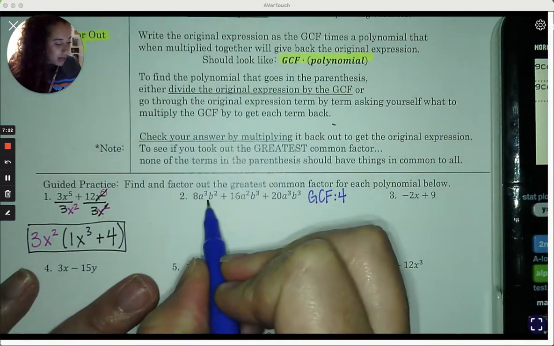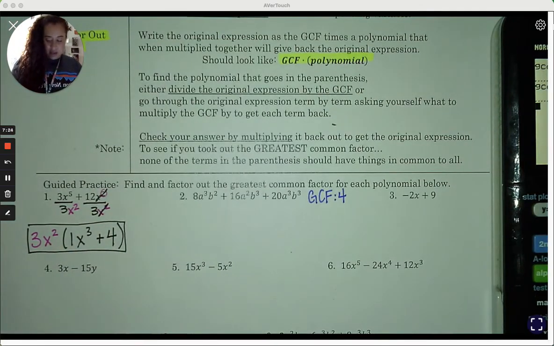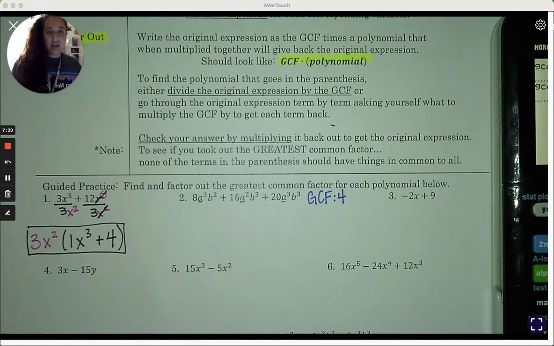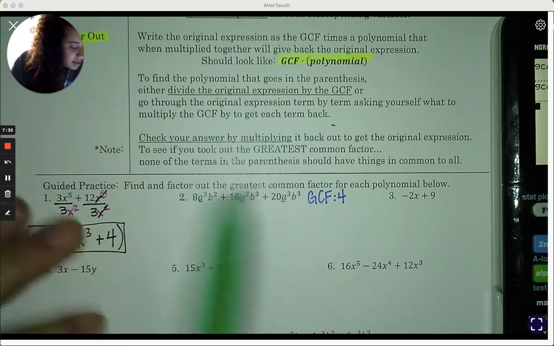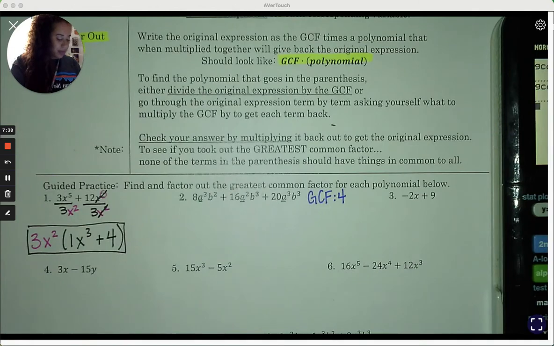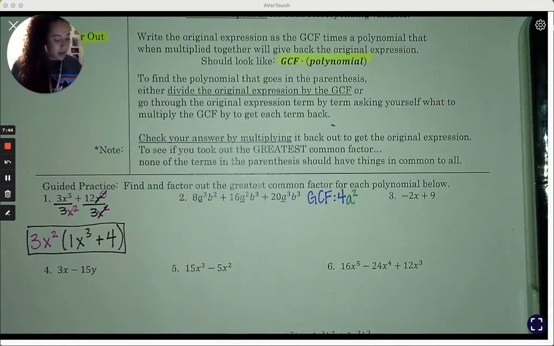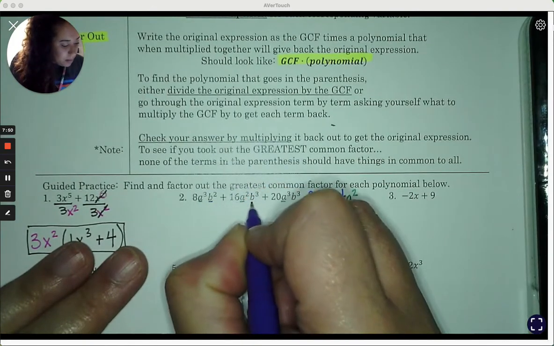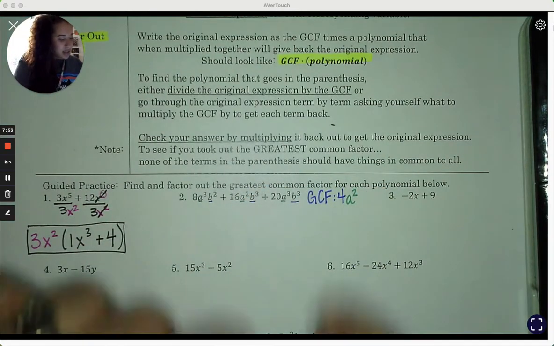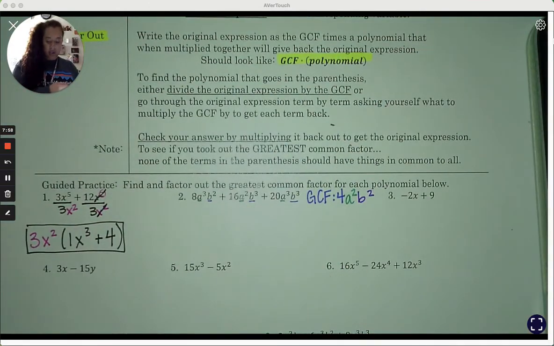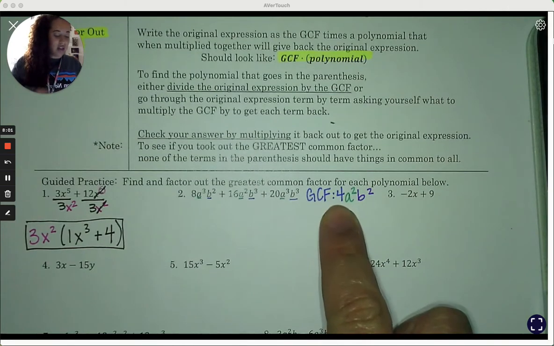Now we're going to look at the variables. Okay, so we have our a's, and they all have an a in common, but we're going to look for the smallest exponent. And on our a's, the smallest exponent is a squared. So I'm going to use a squared. And then I'm going to look at the b values, and the smallest b value is b squared. So this right here is actually what I'm going to divide everything by.